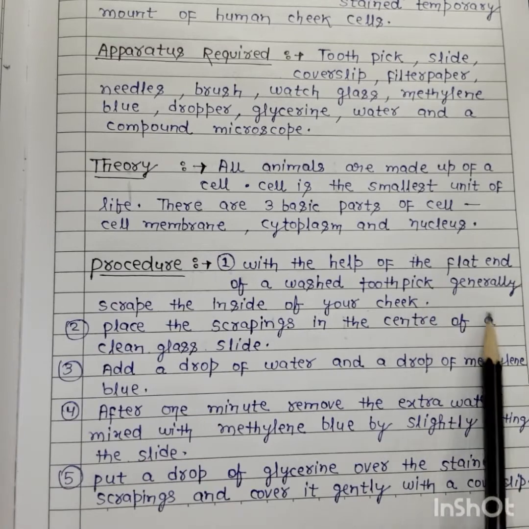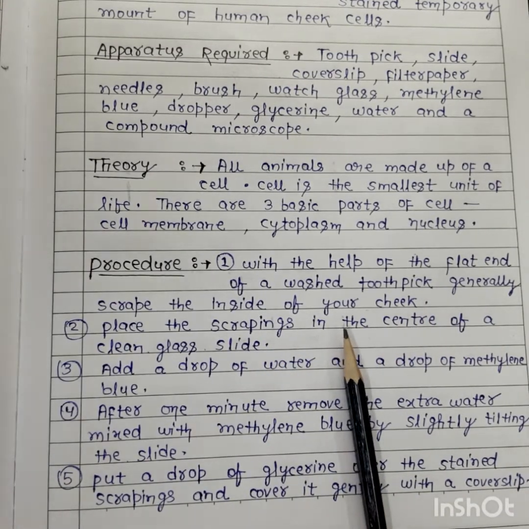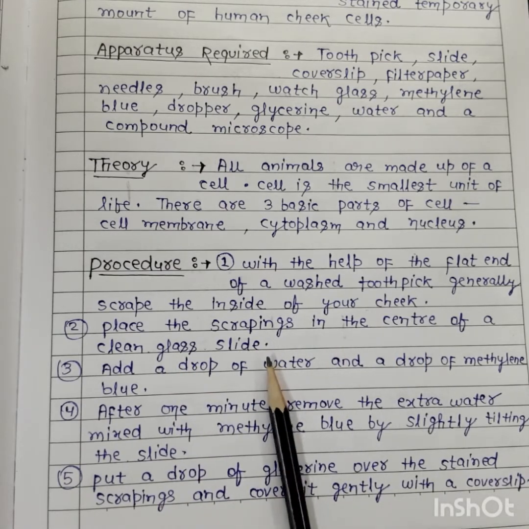Procedure: with the help of the flat end of a toothpick, gently scrape the inside of your cheek. What is inside your cheek? It means there is a buccal cavity in which teeth, tongue, and salivary glands are present. From there you have to pick some cells. So place the scraping in the center of a clean glass slide.